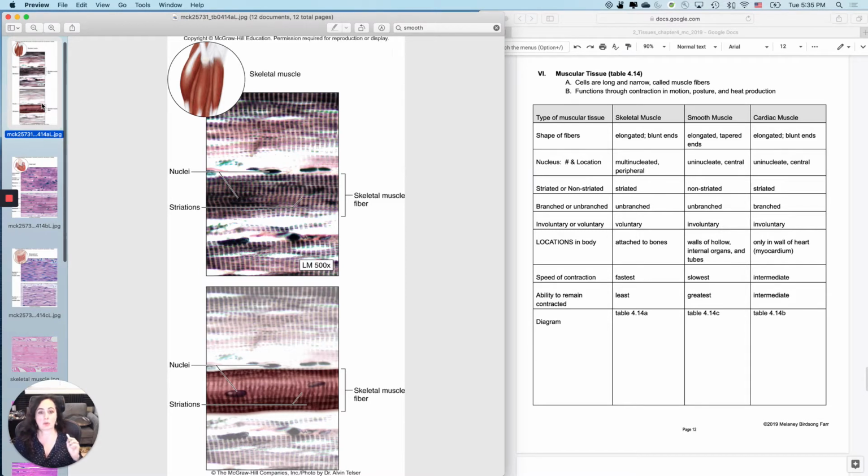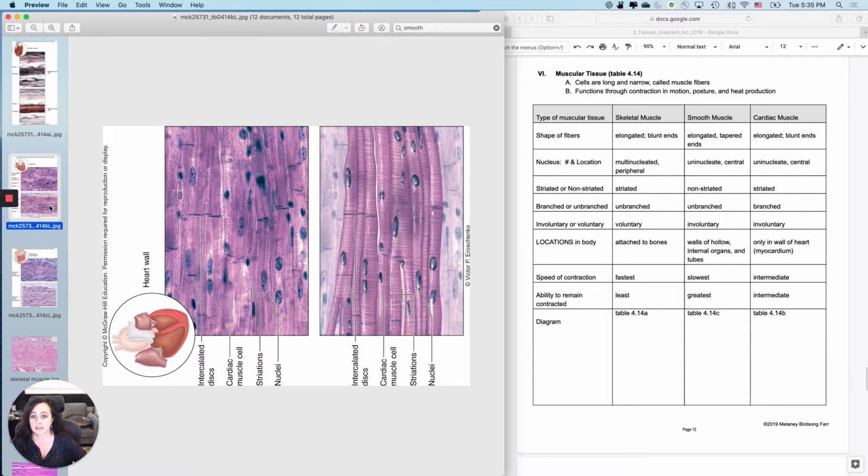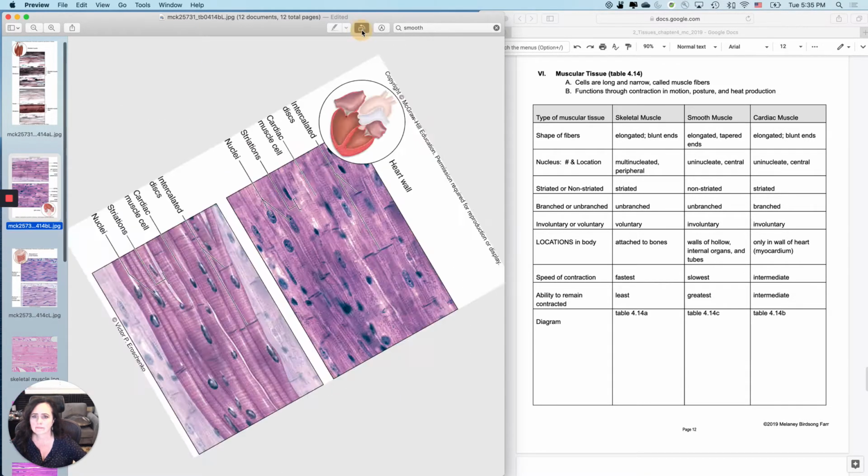Okay, so what about the next thing? The next thing is the nucleus. So let's look at the three of them. So this is skeletal muscle. The nuclei are, so it's elongated and has blunt ends. The nuclei are peripherally located, meaning they're pushed up against the sides, generally speaking, and there's more than one per cell.